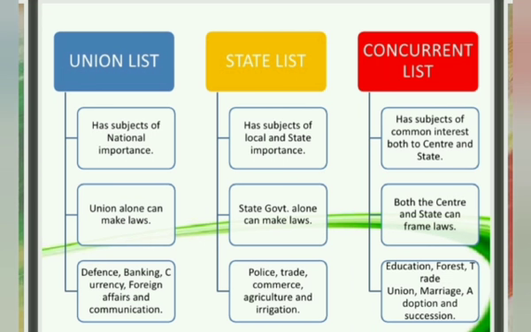Second one is the state list. It has subjects of local and state importance. State government alone can make laws. What are the things included? Police, trade, commerce, agriculture and irrigation.